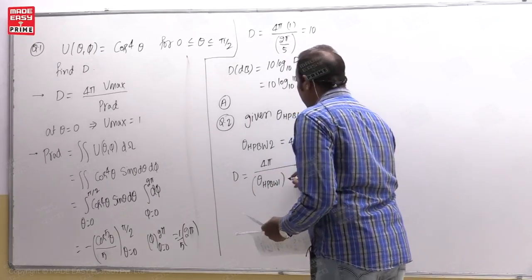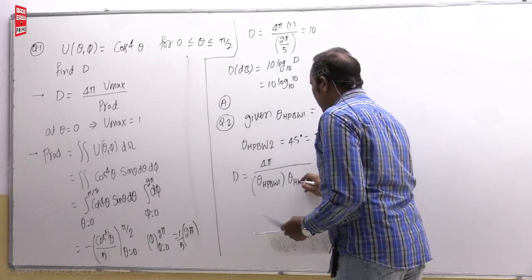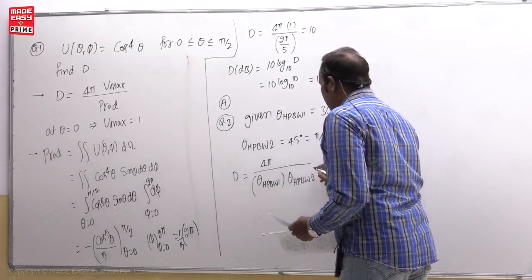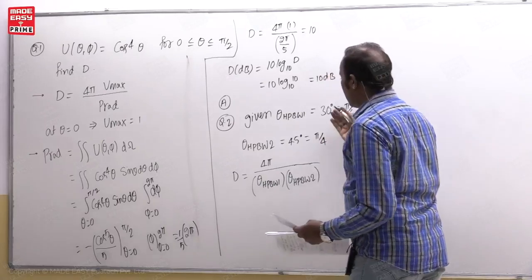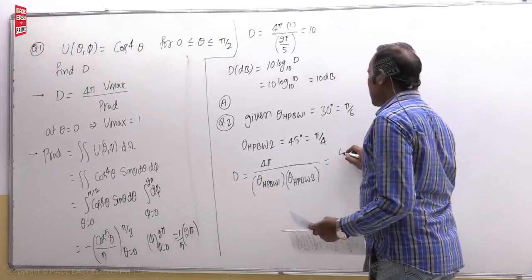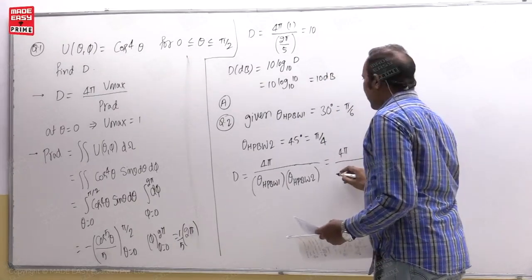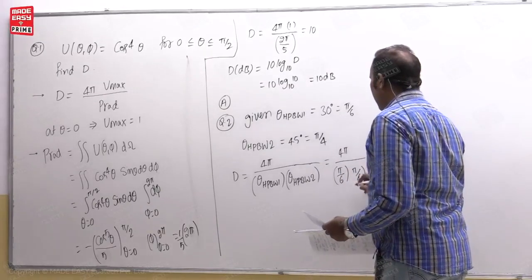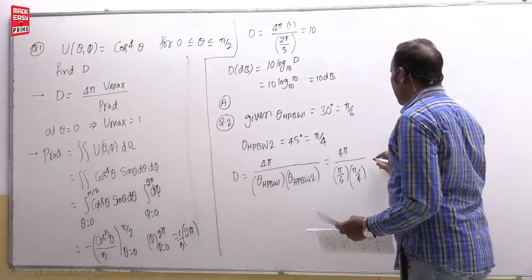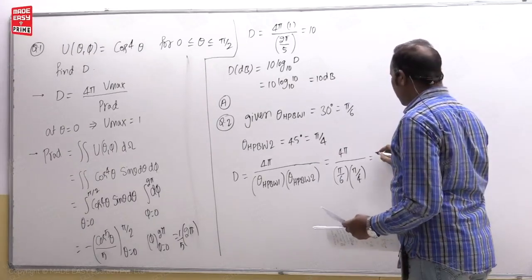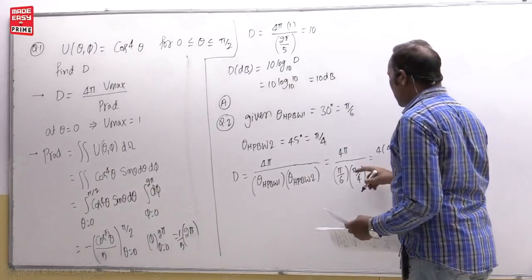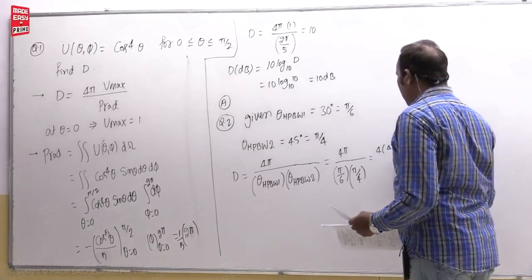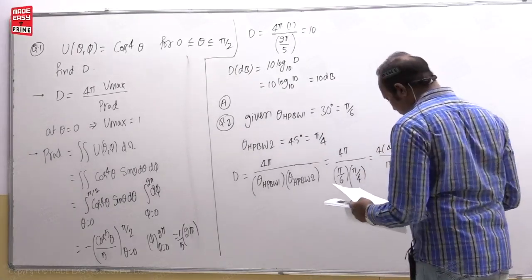Now directivity is asked: 4 pi divided by the half power beam width in one plane in radians multiplied by the half power beam width in the second plane, that is perpendicular to the first plane. I was telling you this while explaining the theory. So 4 pi divided by pi by 6 multiplied with pi by 4, one pi cancels, and you get 4 into 4 into 6 divided by pi.